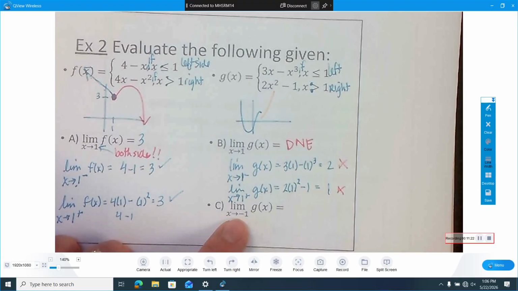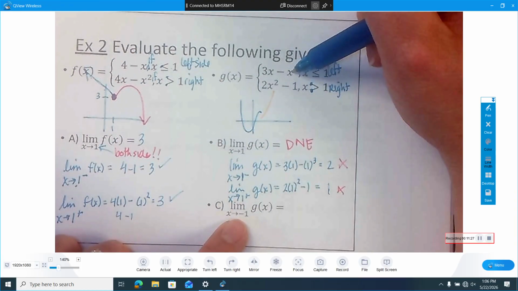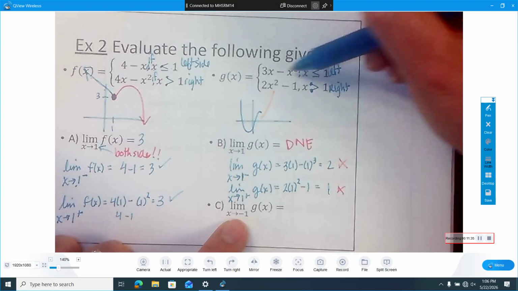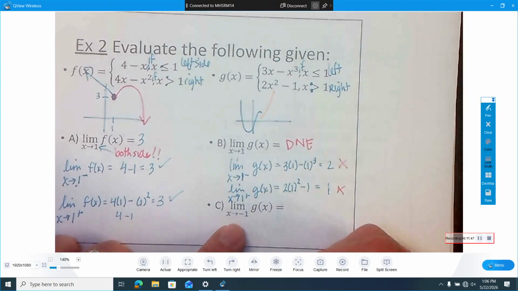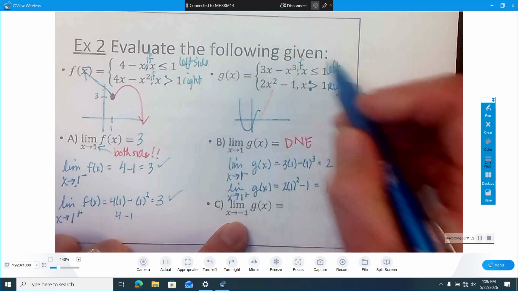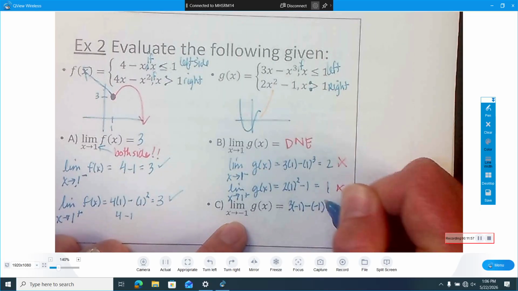Well, -1. You use the same equation. Yeah, it's the same equation, right? -1 would use, because -1 is less than 1, we would use this top equation. Oh, that's just the one equation. Am I going to get a different answer if I'm using the same equation? No. So this one, I don't have to plug in 2 different places because it's just the same equation. And so it's just the top equation, 3 times -1 minus -1 cubed.